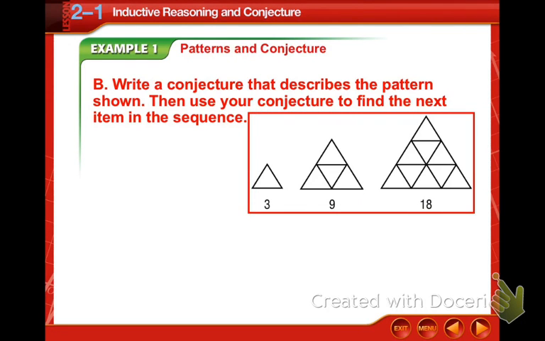Here's another pattern. So we need to decide what these numbers represent first. So looking at each picture, you see that it's a triangle, right? 3 angles, 3 sides, both of those things, right? So let's look at the angles alone.